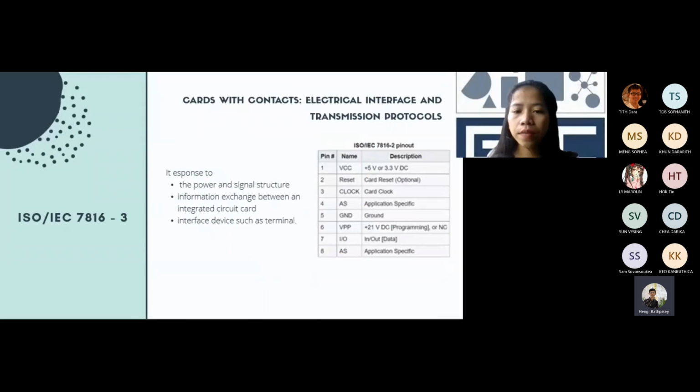Part 3 is about the electrical interface and transmission protocol. In this part, we cover the power and signal structure, and another part is information exchange between the integrated circuit and the interface device or terminal. It's like part 2, the same.